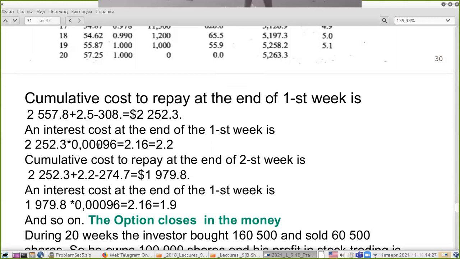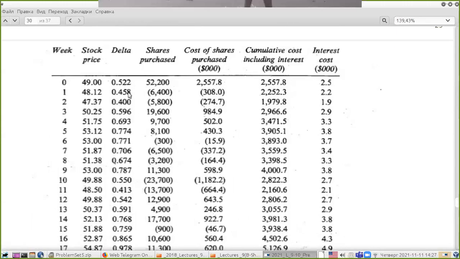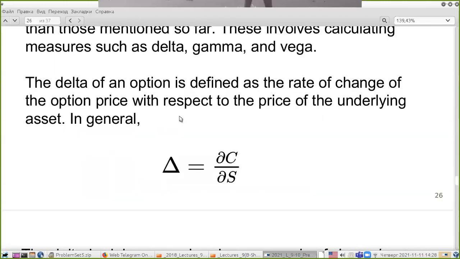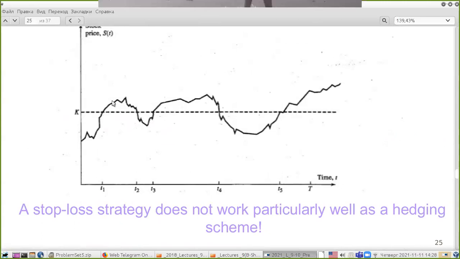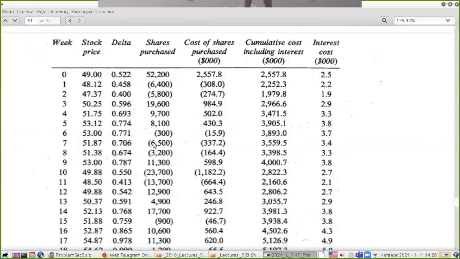And so on. So you understand that every week when we calculate delta, we make a decision to buy or to sell stocks, and how much. Not all stocks you should buy or sell, as in the stop loss strategy. In that strategy, if the price goes up or down, we buy all stocks or sell all stocks. But in this case, we calculate how many stocks we should buy or sell. Understand?